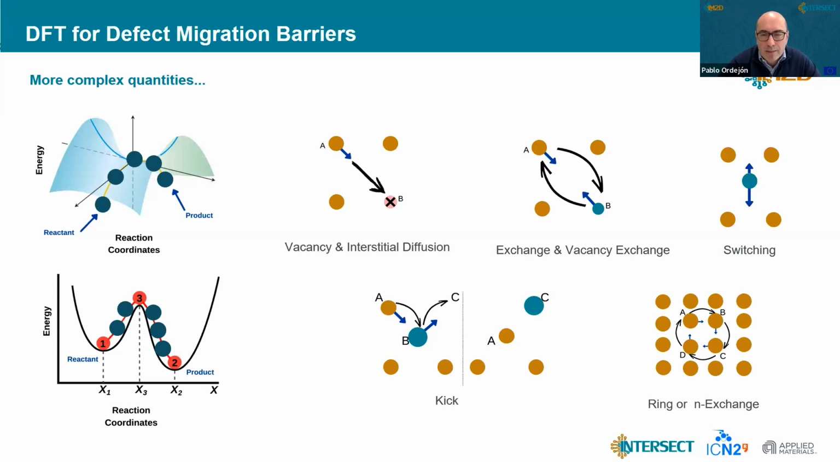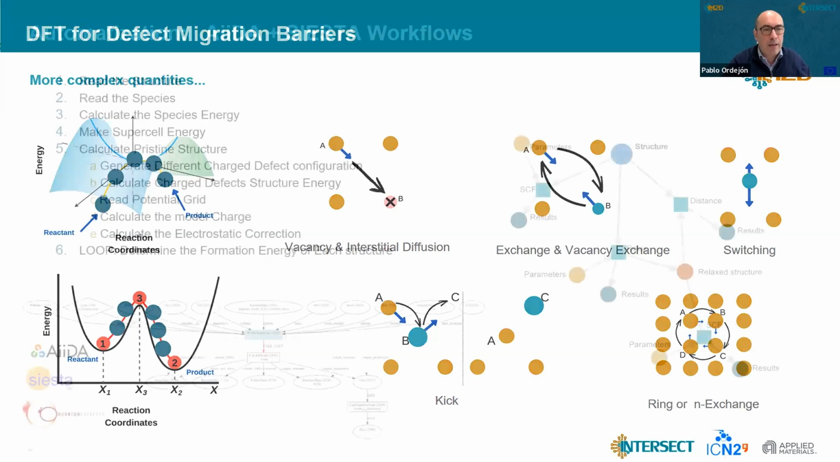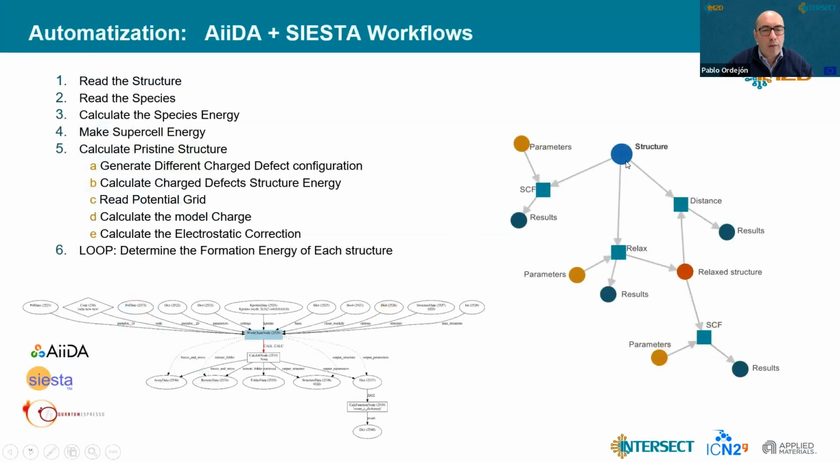You have many ways that the defect can move, and for each of these ways, these mechanisms, you have to compute the energy barrier for moving from one place to the other, and that involves many calculations. So the idea is that in IM2D, what we have is already programmed, with workflows, all these very complex calculations, in such a way that the user just calls the property that he or she wants to compute, and the code will do it automatically for the person.